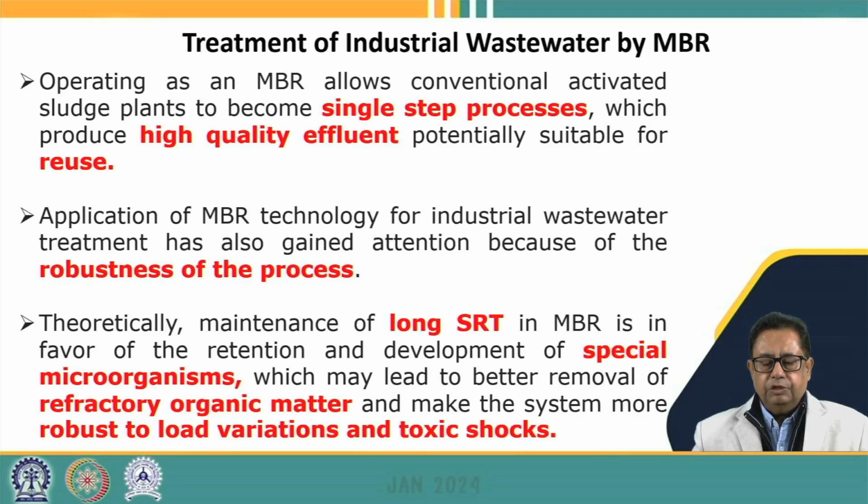So when we talk of the treatment of industrial wastewater by MBR, we already discussed that a conventional activated sludge plant can become a single step process, and it can produce a very high quality effluent which can potentially be reused for agricultural purposes or for any other reuse, like industrial purposes also.